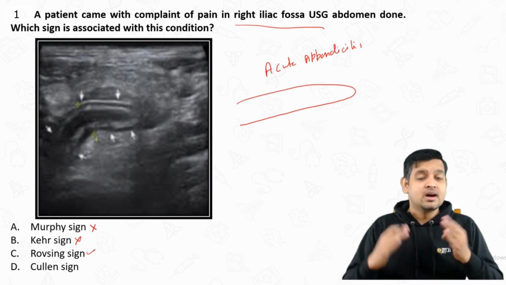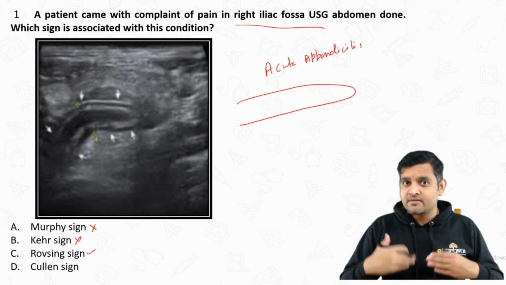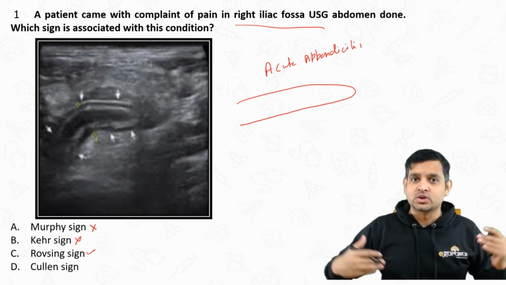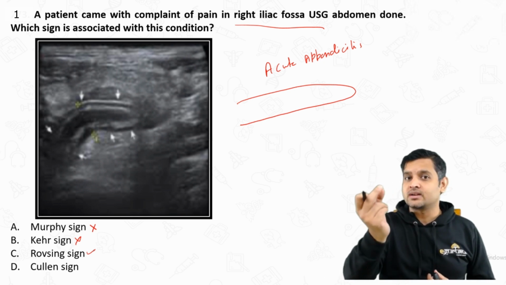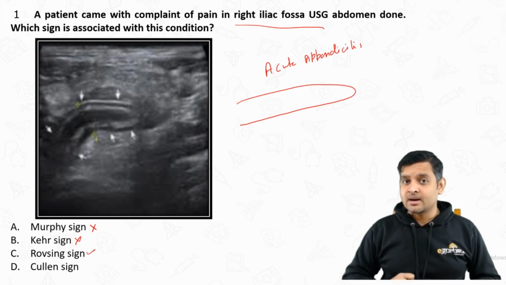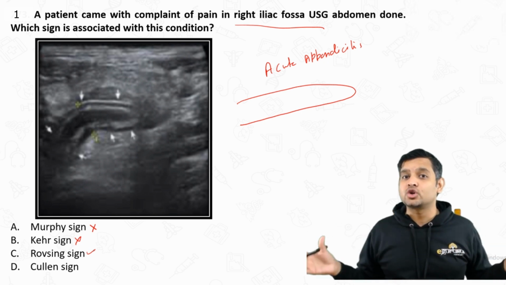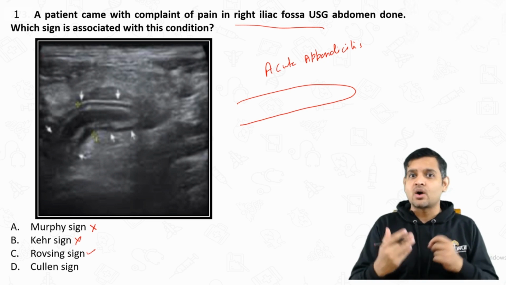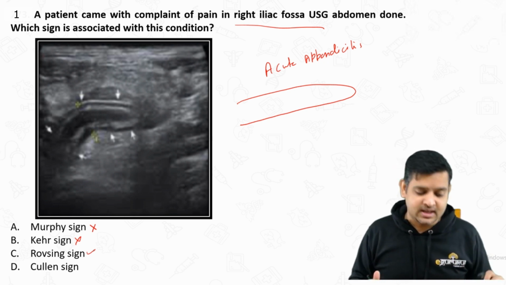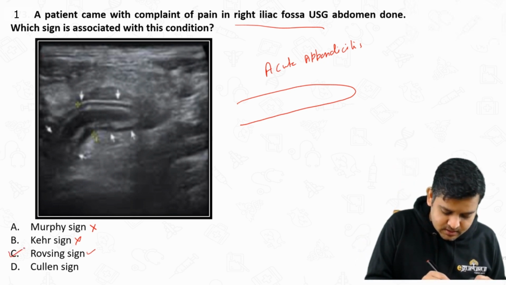I still remember a lot of people, even including myself, tend to get confused about which was a Cullen, which was a Gray Turner. So we used to remember it as umbilicus is 1, Cullen is 1. So it is in the umbilicus. Gray Turner flanks are 2. Gray Turner, 2 names. So they are at the flank. So that is how you tend to remember the things in the exam. So here the answer is Rovsing sign.